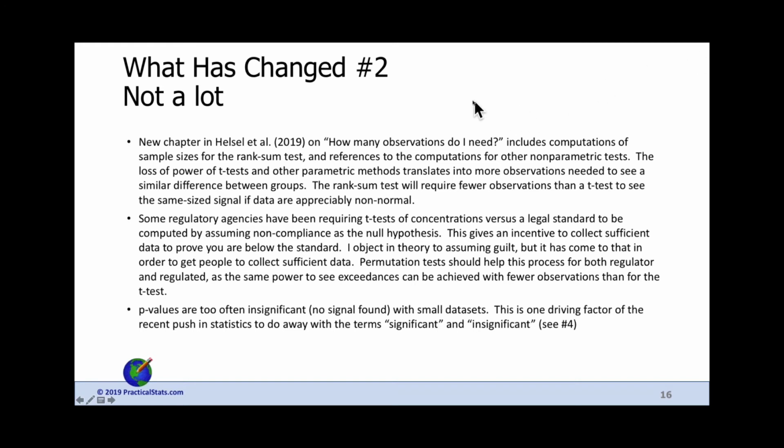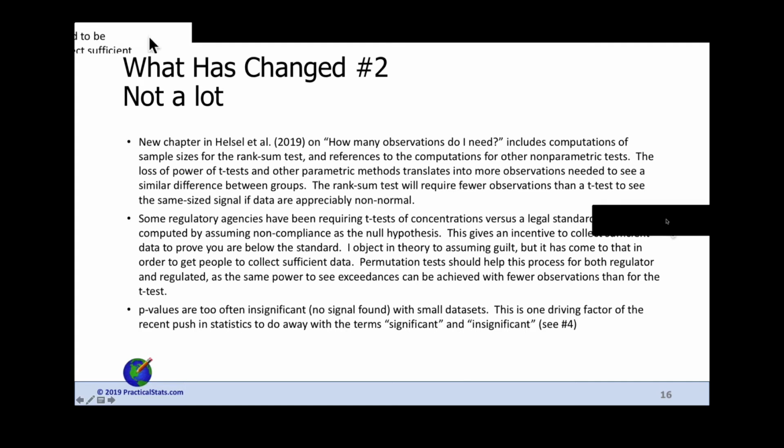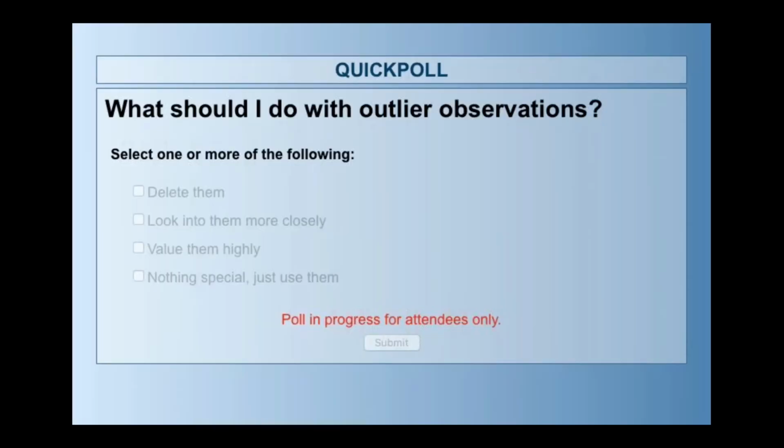I'm going to do one more poll here right now as we move on to the third subject. So what should you do with outlier observations? You can pick one or more of these: delete them, look into them more closely, value them highly, or nothing special, just use them like any other observation. I'll give you just a second more and we'll shut it down.